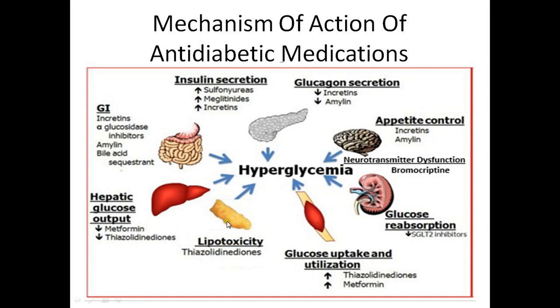Thiazolidinediones also affect the fat cells and decrease the production of glucose. Glucose uptake and utilization is increased by means of thiazolidinediones and metformin, so they are helpful in insulin resistance. Glucose reabsorption is inhibited by the SGLT2 inhibitors. We have been knowing about sulfonylureas and metformin, thiazolidinediones, even bromocriptine. It acts on the brain, on the neurotransmitter dysfunction which occurs in the brain. The dopamine system, it affects that, and through that it helps in decreasing the hyperglycemia.